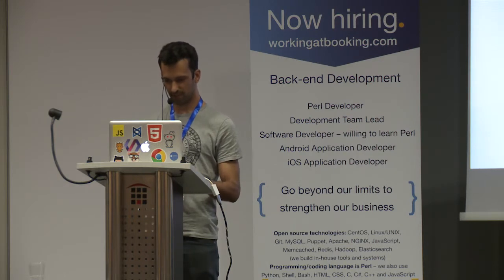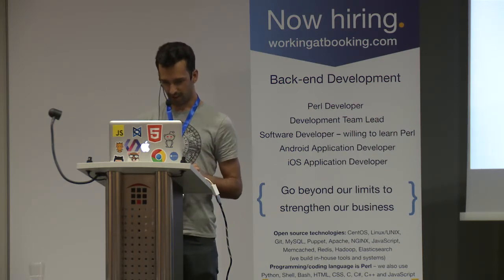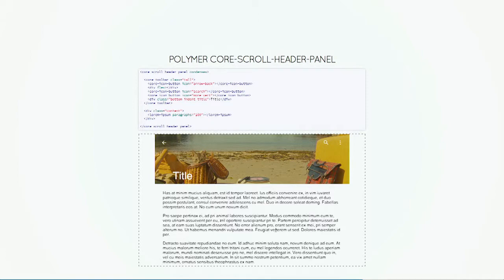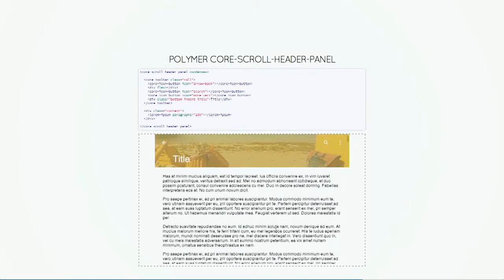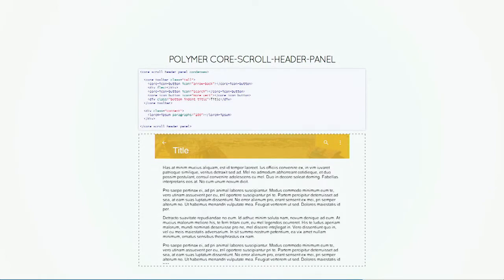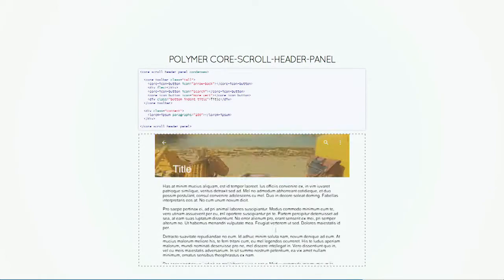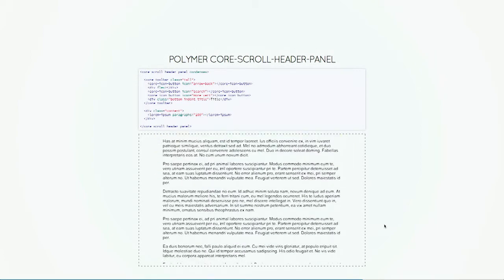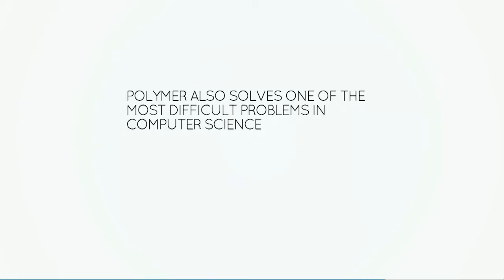He doesn't want to go to the next slide. There we go. This is another demo. This is an entire element. It's called Core Scroll Header Panel. With very little markup, you can do really fancy animations, which work across devices and perform really well, which is pretty cool. There's a lot more.